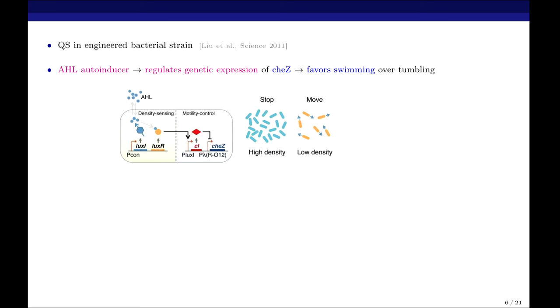The key idea is the following. You have engineered bacteria that exchange signaling molecules, AHL. The name is not important, it's just these signaling molecules. And these signaling molecules, in turn, regulate the genetic expression of a protein, CheZ, which favors swimming over tumbling. So all in all, at high cell density, these bacteria eventually tend to stop. At low cell density, instead, they tend to move freely.